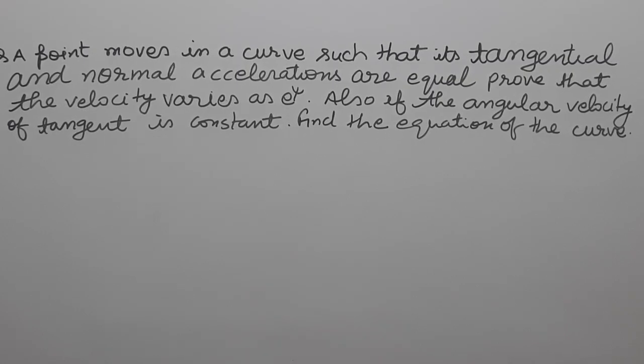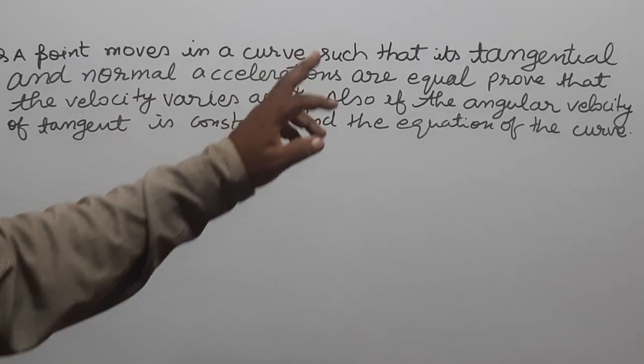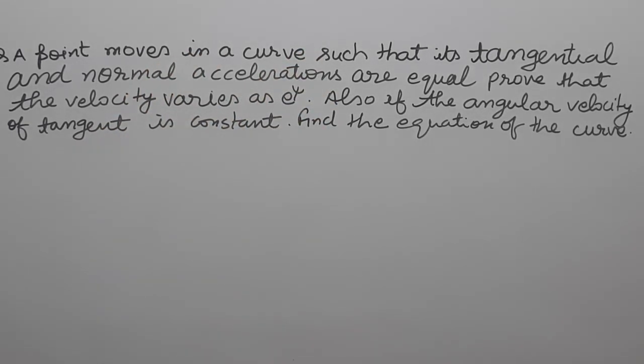Hello friends, here it is given that a point moves in a curve such that its tangential and normal acceleration are equal. Prove that the velocity varies as e to the power psi. Also, if the angular velocity of the tangent is constant, find the equation of the curve.